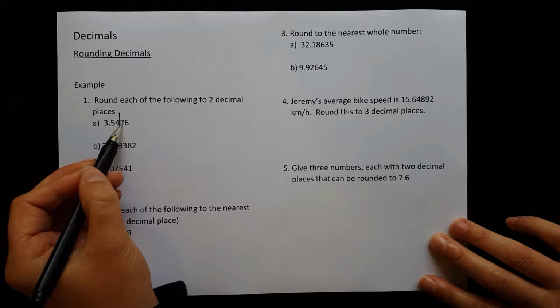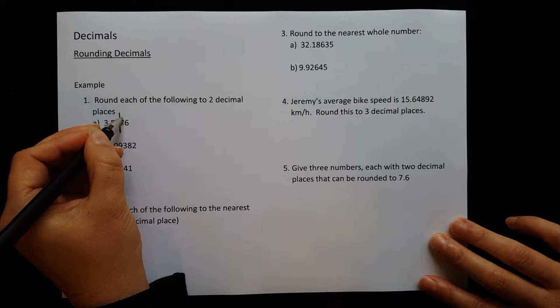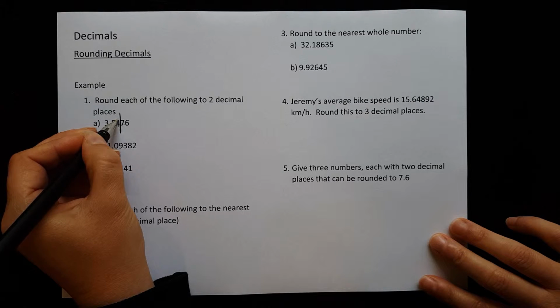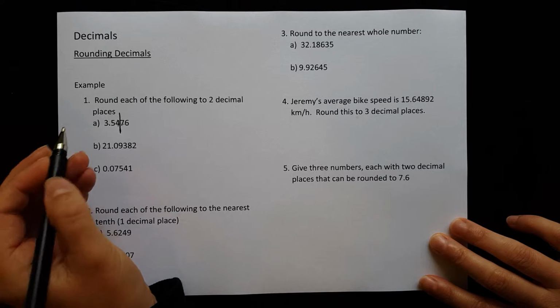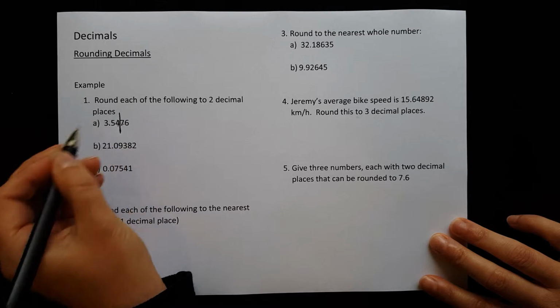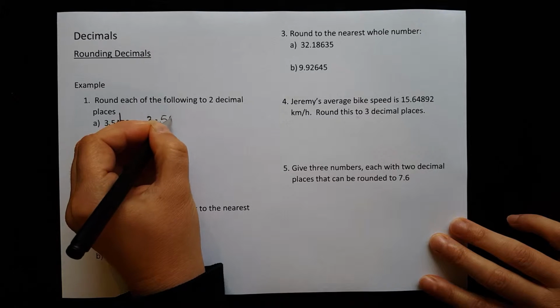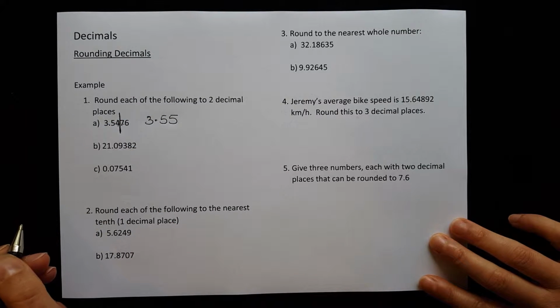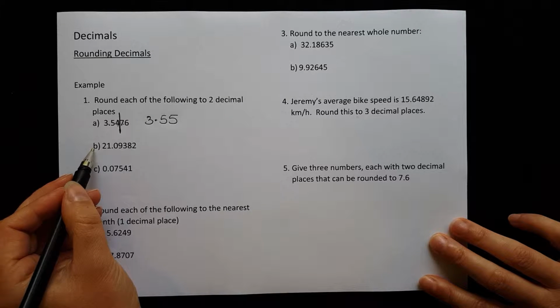But if it is 5 or larger, which it is in this case, then I need to round that number in front of the line to be 1 larger. Okay, so in this case, I need to round that up to be 3.55, which would be the correctly rounded answer. Let me show you that again in B here.